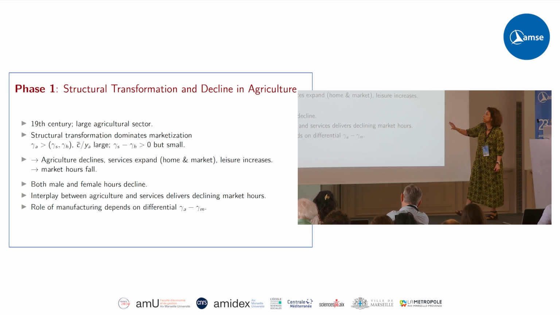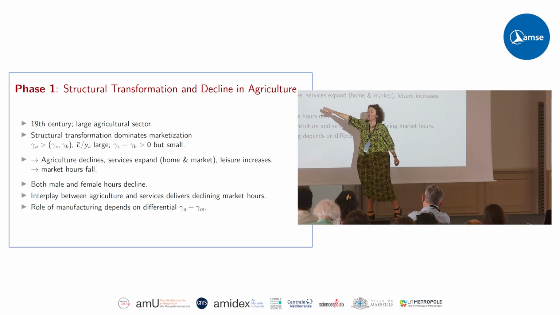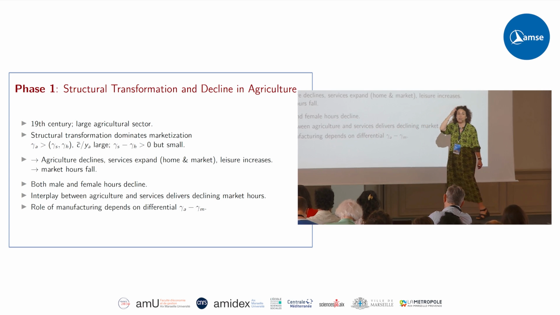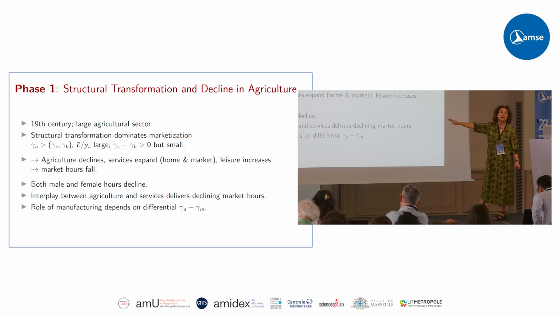But the most important point is that the decline in agriculture is so strong that market hours in this economy fall, all things together, because there is a big increase in leisure and an increase in home production. Both male and female hours decline. They were both working a lot in agriculture. Agriculture is shrinking.